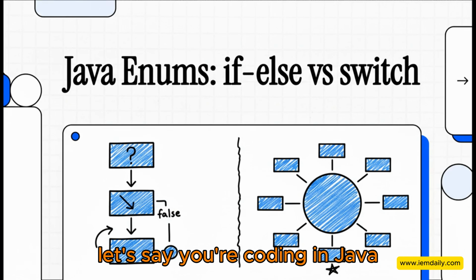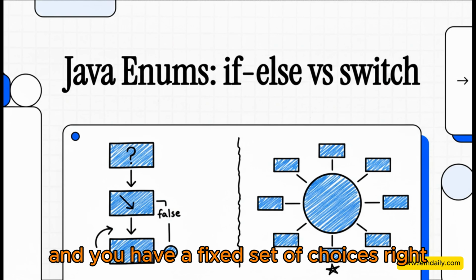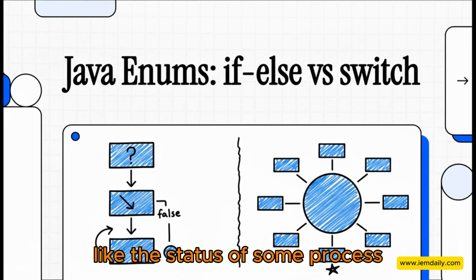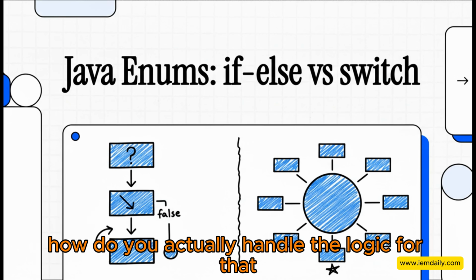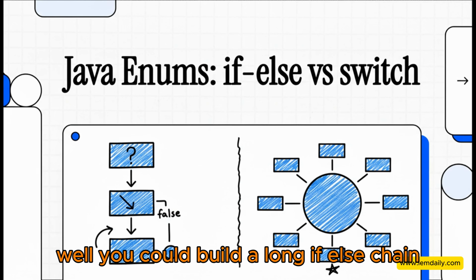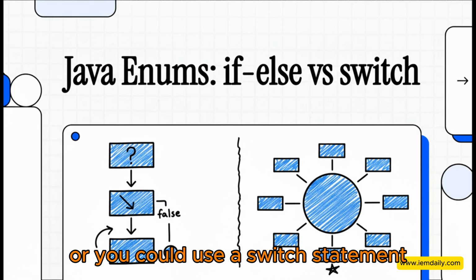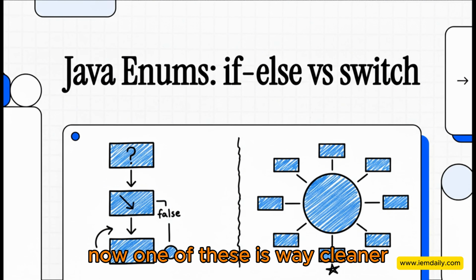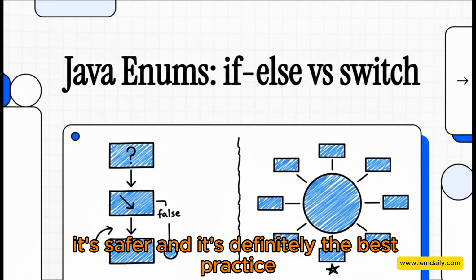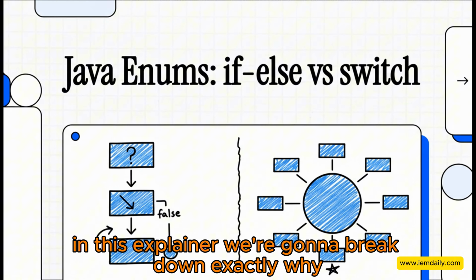Let's say you're coding in Java, and you have a fixed set of choices, like the status of some process. How do you actually handle the logic for that? Well, you could build a long if-else chain, or you could use a switch statement. Now, one of these is way cleaner, it's safer, and it's definitely the best practice. In this explainer, we're going to break down exactly why.